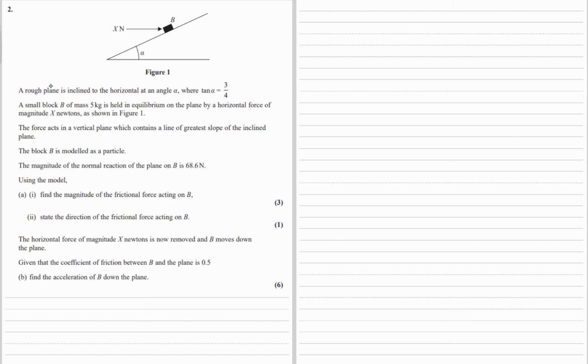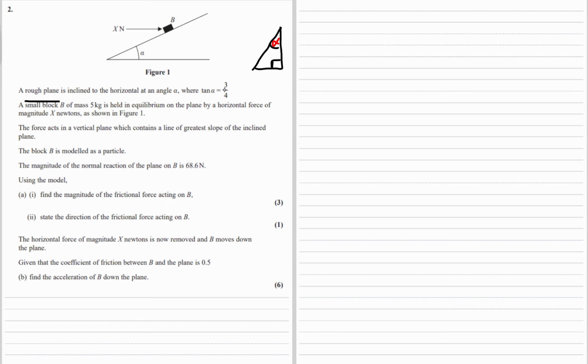A rough plane, so friction, is inclined to the horizontal at an angle alpha, where tan alpha is 3/4. So if tan alpha is 3/4, let's just deal with that first. We've got an angle alpha in a right angle triangle. Let's have alpha up here.